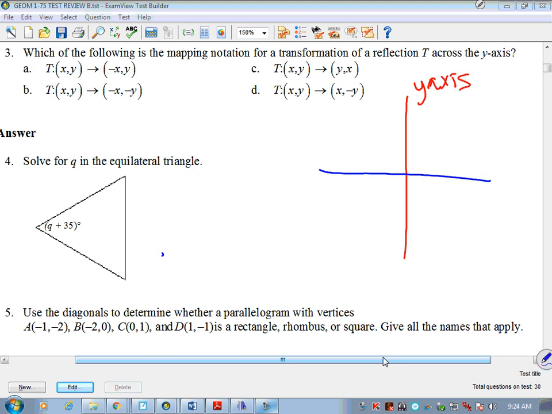Sometimes to better understand it, it's easiest to put a point on and just do it. What's the coordinates of that point? 1, 1. If I want to reflect it across the y-axis, that means it's going to go from the right side of the y-axis to the what side of the y-axis? Left side. How far is it going to go? What are the coordinates of the other point going to be? Negative 1, 1.